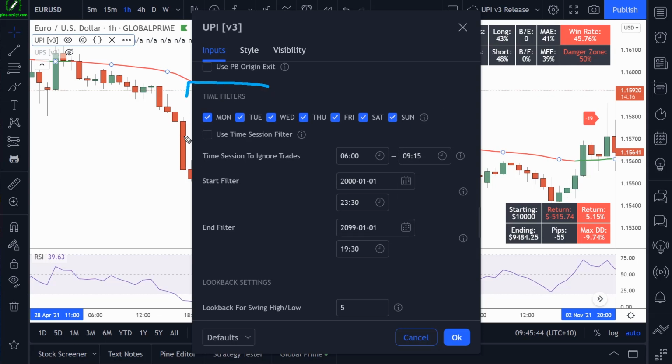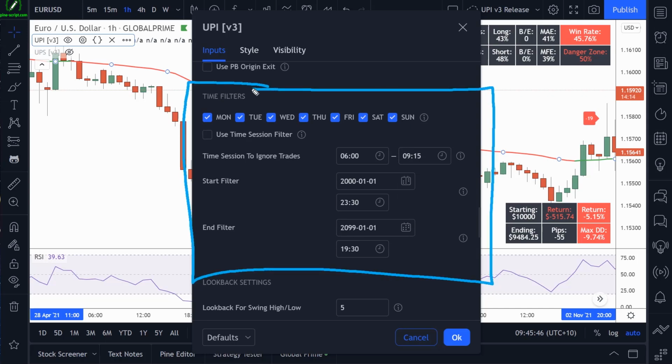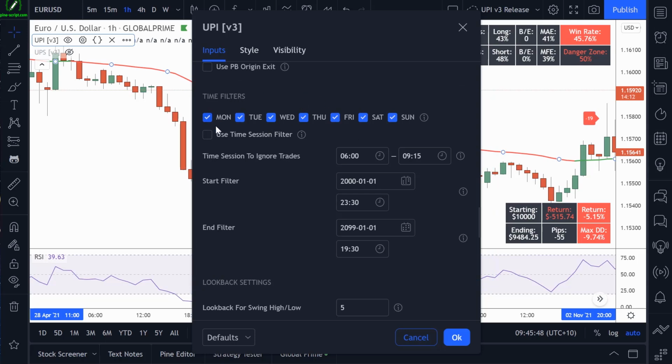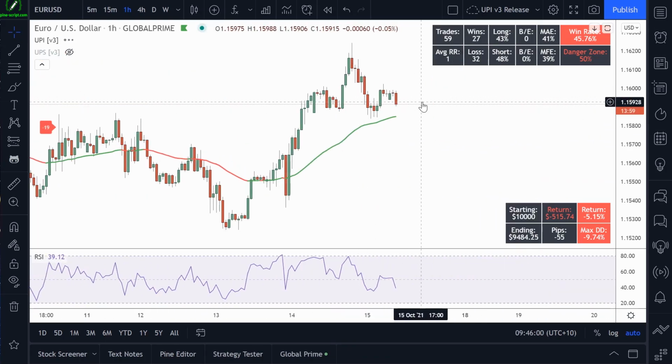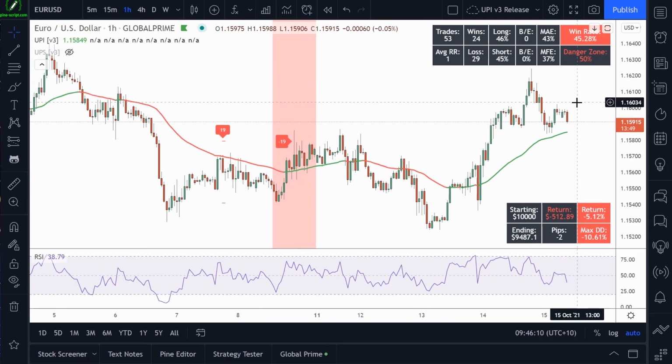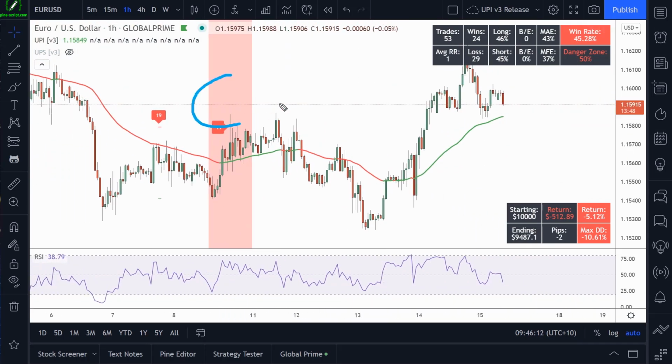So here is our time filters section. This is pretty self-explanatory. By default, we are trading on all days, but if you want to turn any of these days off, you can. So today is Friday here in Australia. If I click on Friday and turn that off and reset my chart, all of the price action that occurs on Friday will be red.